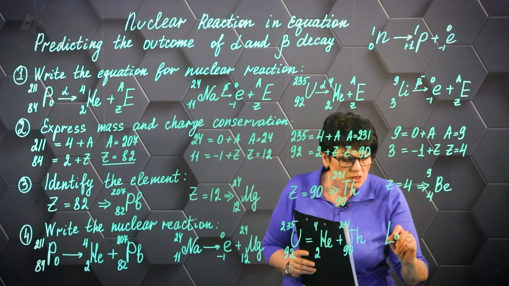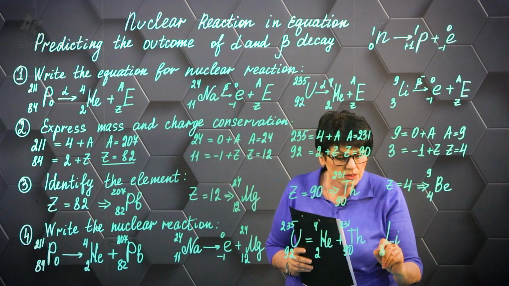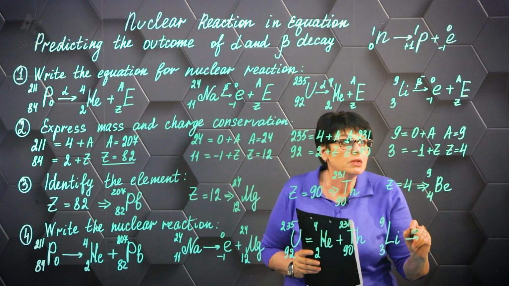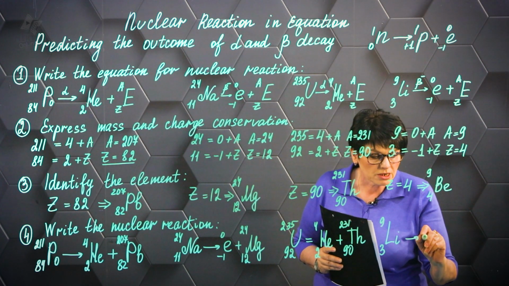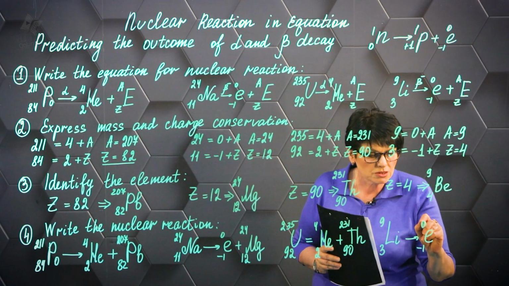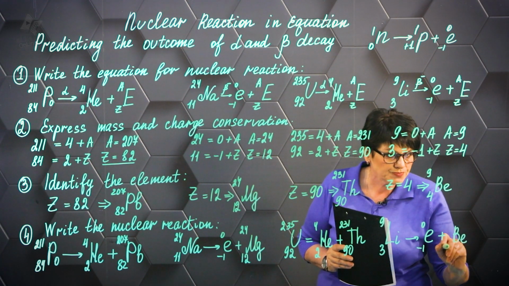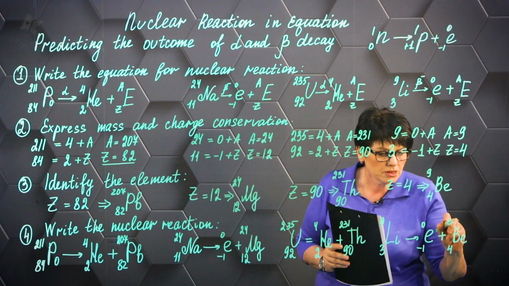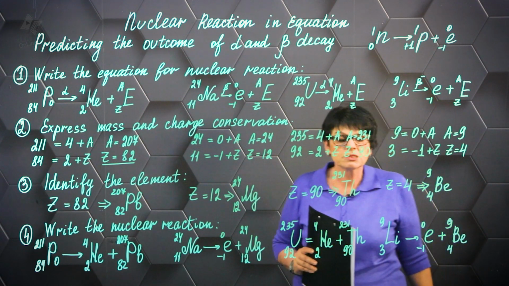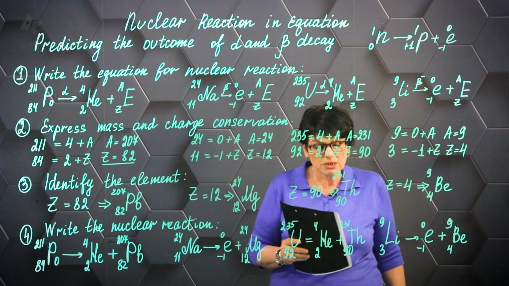So lithium 3, 9, when beta decays, minus 1 and 0, goes into beryllium, 4 and 9. This is how our nuclear reactions are written down.